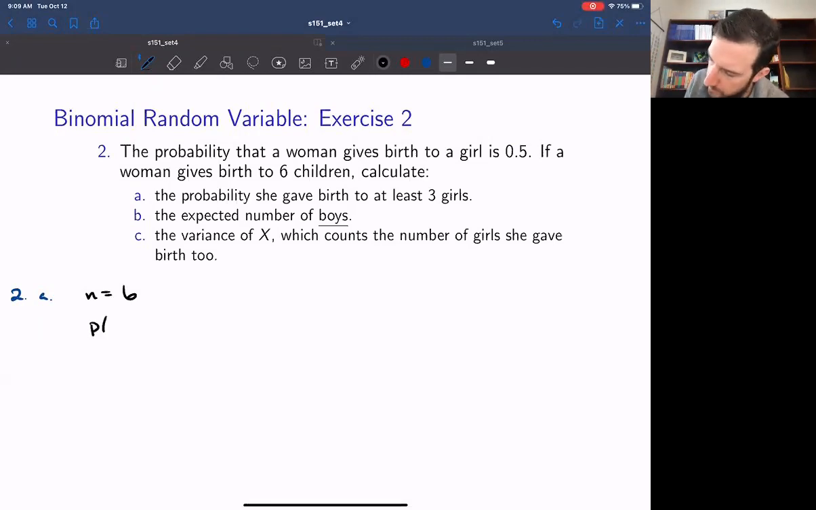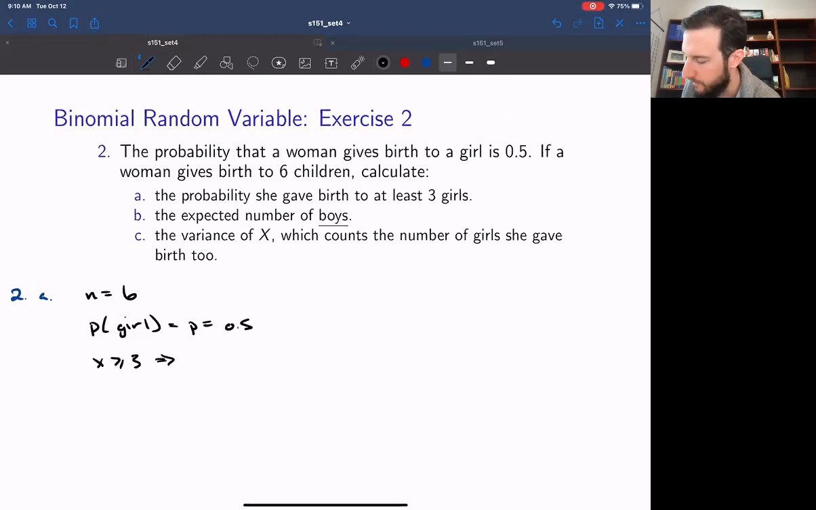The probability that we have a girl is equal to little p, which is 0.5. Well, the probability that she had a girl. And then we want to know the probability she gave birth to at least 3 girls. Okay, so X at least 3 is greater than or equal to 3. So this is X equals 3, 4, 5, 6.